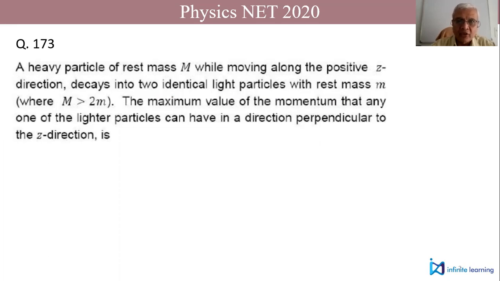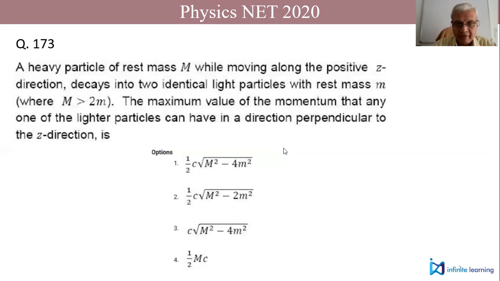The maximum value of the momentum that any one of the lighter particles can have in a direction perpendicular to the z direction is, we have to choose one of the four options. And let us see how we arrive at one of these four options.